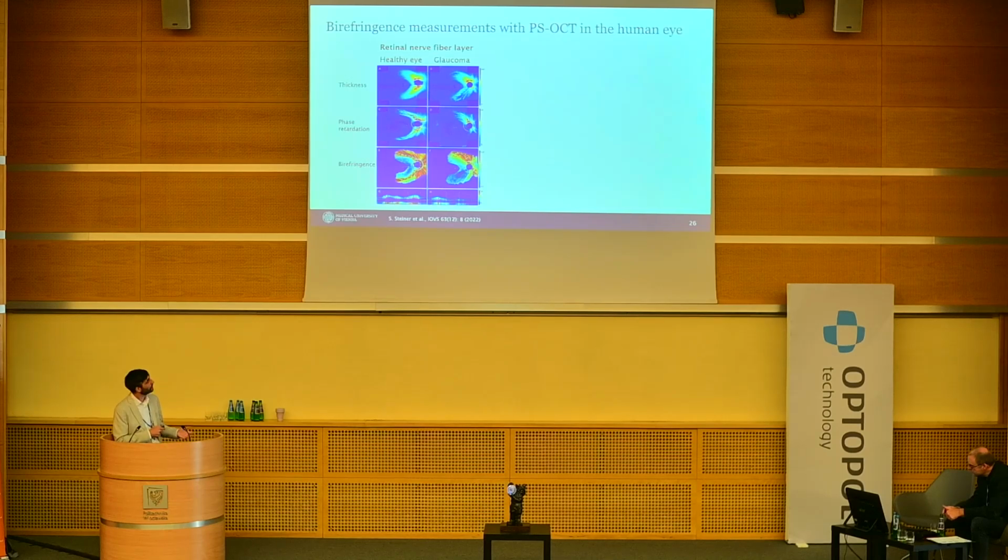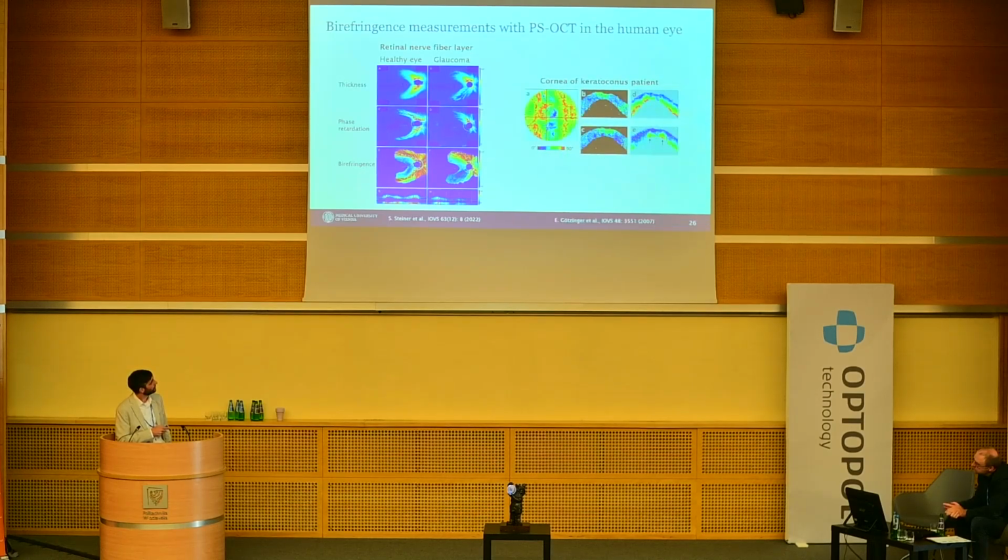Another example of the use of polarization-sensitive OCT here is birefringence imaging of the retinal nerve fiber layer, where, for example, colleagues have shown that you can see differences between the birefringence of the retinal nerve fiber layer produced in glaucoma patients compared to healthy subjects. Here's another example. Yesterday we saw a few presentations about keratoconus in OCT. You can also, for example, image the polarization properties of keratoconus, which are drastically changed as the layer structure becomes different.